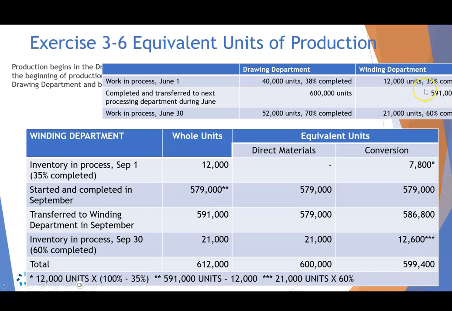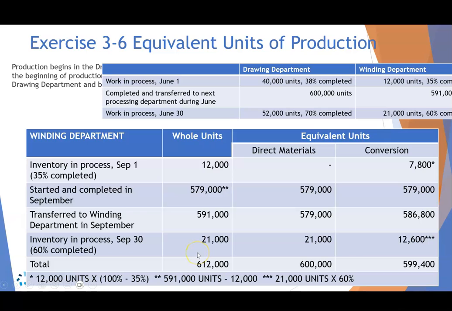The 591,000 were the amount of units that were accounted for during the period that were transferred out, that they need to account for. So those that were started and completed during the period would be 579,000. And we've got the 579,000 in terms of direct materials and in terms of conversion.